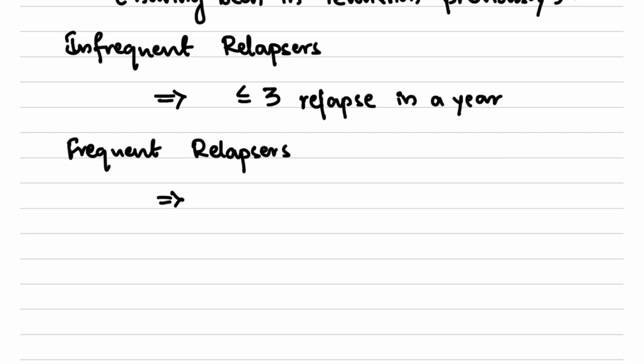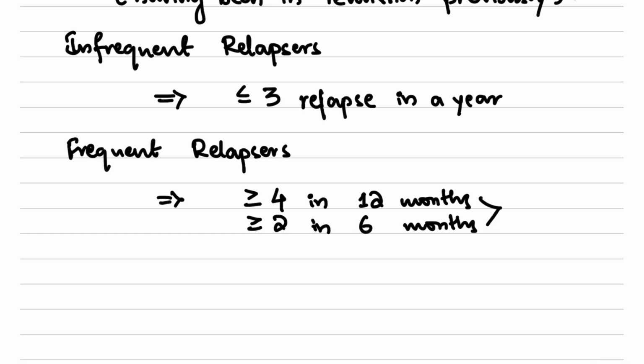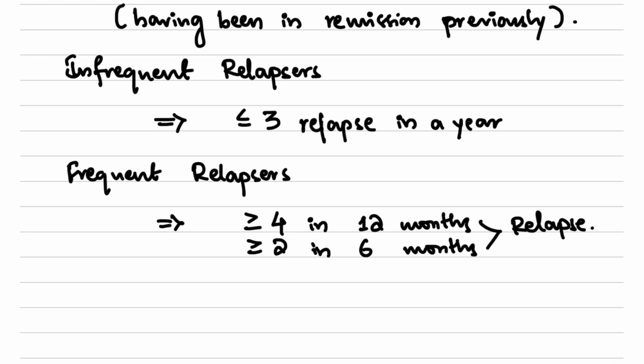And this is when the patient has more than or equal to 4 episodes in 12 months, or you can just divide it in half, that is more than or equal to 2 episodes in 6 months. This story I am talking about is a relapse. So infrequent relapsers are those patients having less than or equal to 3 relapses in a year, or frequent relapsers are those who have more than or equal to 4 relapses in 12 months, or more than or equal to 2 in 6 months. So that is the definition of a relapse.